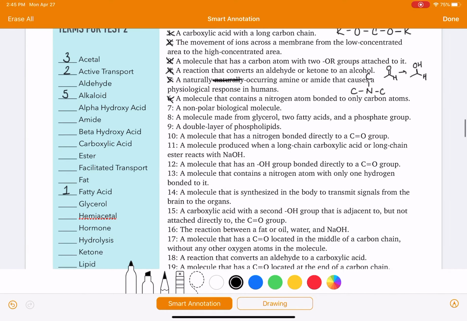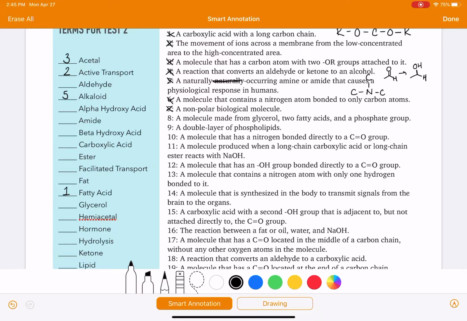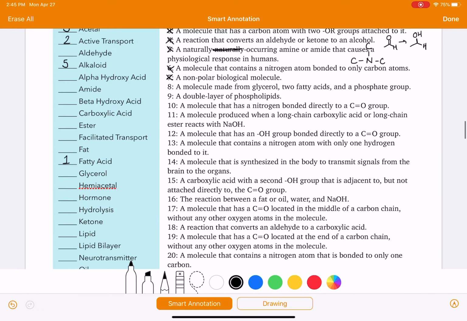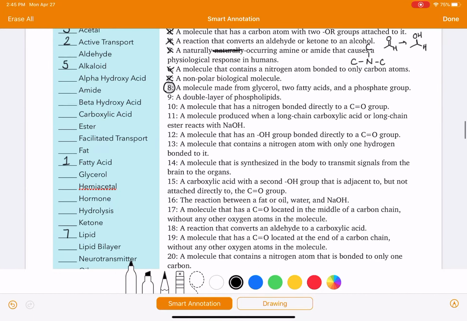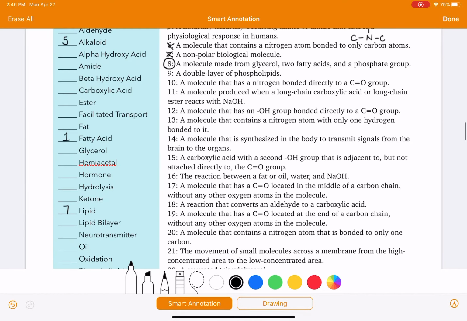A nonpolar biological molecule is a lipid. A molecule made from glycerol, two fatty acids, and a phosphate group. Ooh, that feels tricky. I feel like I want to come back to that one, so I'm going to circle that so I don't forget it. A double layer of phospholipids. That's our lipid bilayer.